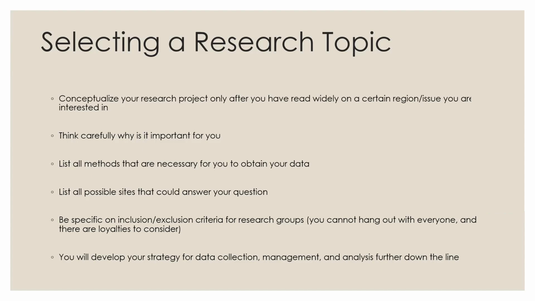Now, to decide what you're going to be researching. Obviously, I think you already know this, but you need to do an extensive literature review, reading widely on the issue you're interested in, but also on different studies conducted in the region you're studying. So if you're interested in activism, it's okay to read material related to agriculture development. It's okay. Get in as many perspectives as you can. It will be really helpful for you. List all the methods that are necessary for you to obtain your data. Participant observation is not always enough. As we said before, it needs to be paired with other things.